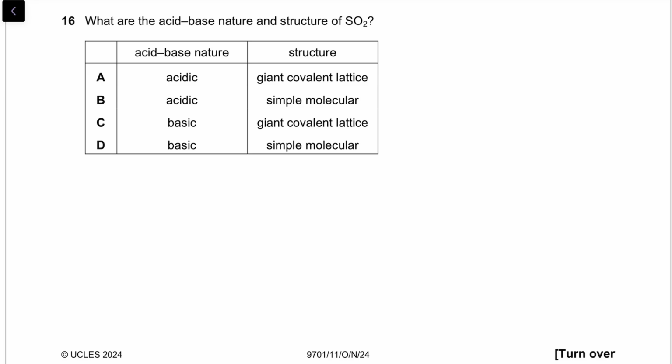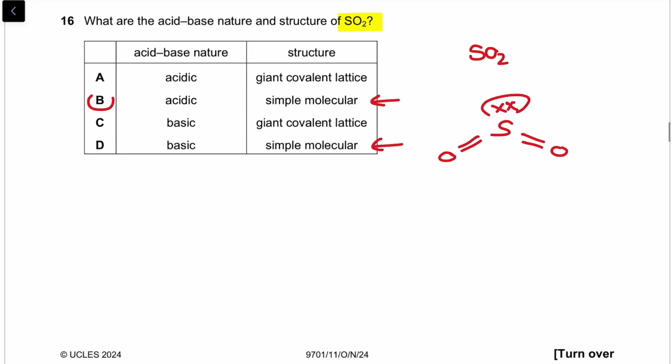Question 16. What are the acid-base nature and structure of sulfur dioxide? So first of all, sulfur dioxide has the following structure. It is simple molecular, and it is actually acidic. So the answer must be B. It's acidic because SO2 can react with water to form an acid called sulfurous acid.